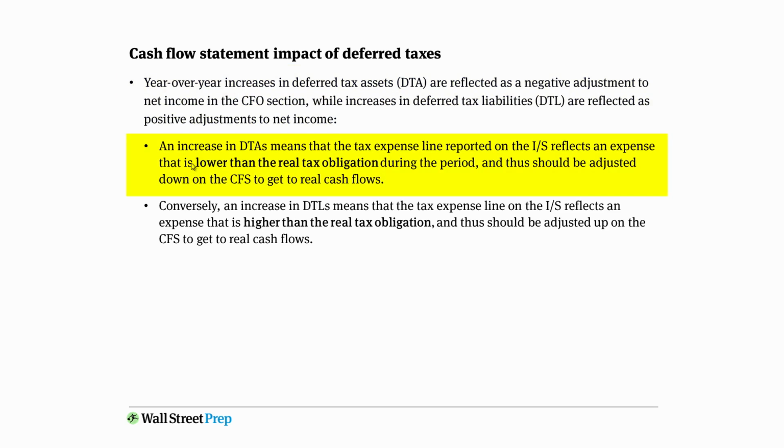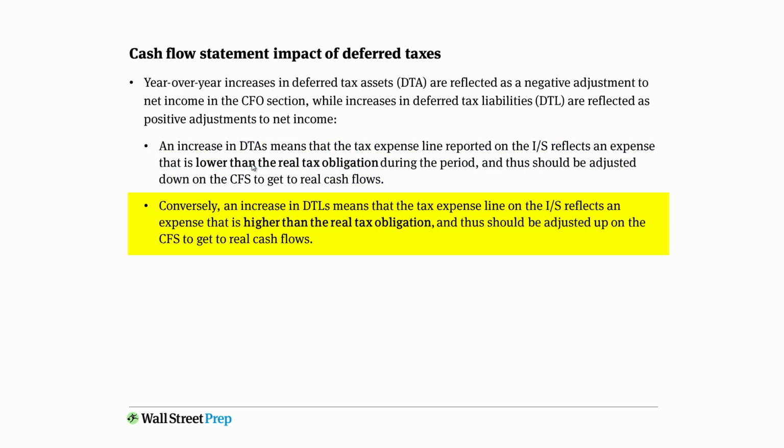Now, from a conceptual standpoint, understand that an increase in deferred tax assets during the period means that the tax expense line reported on the income statement reflects an expense that is lower than the real tax obligation during the period, and thus should be adjusted down on the cash flow statement to get real cash flows. That's why the increase in deferred tax assets needs to be reflected as a reduction to cash from operations, from net income down to get to cash from operations.